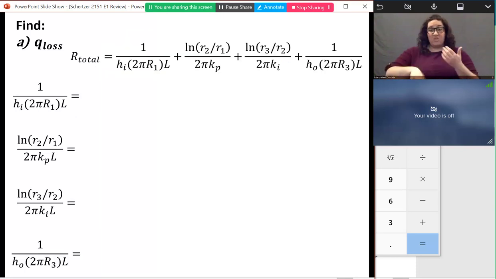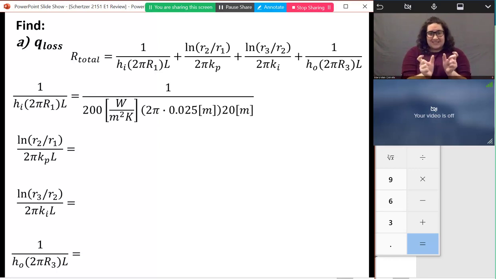I know that I can get my total resistance here if I could find the resistance of each of these components. So I'll start with my first convective resistance. I know h_i, I know R1, and I know L. I've got to be careful with my units here because I think that they tell us the lengths maybe in terms of centimeters or millimeters. I always want to convert to meters instead of centimeters. I want watts instead of kilowatts. I want joules instead of kilojoules. I always want to be in the base unit type, and then I'll worry about conversions at the end.